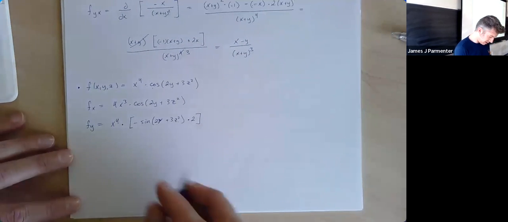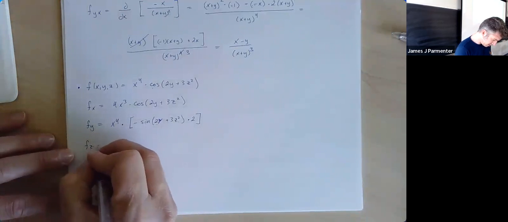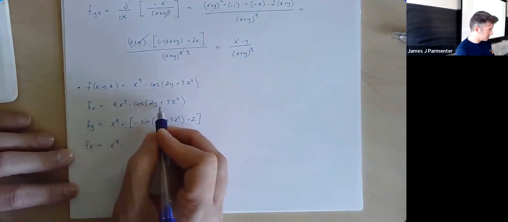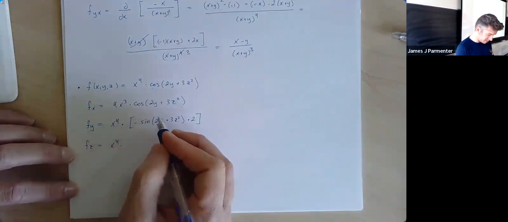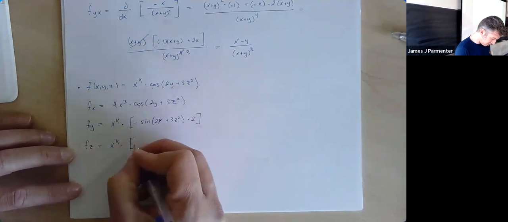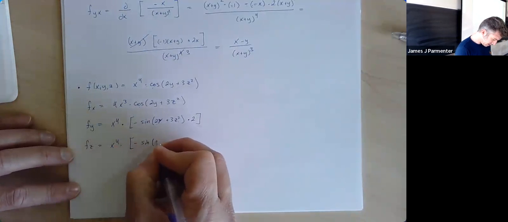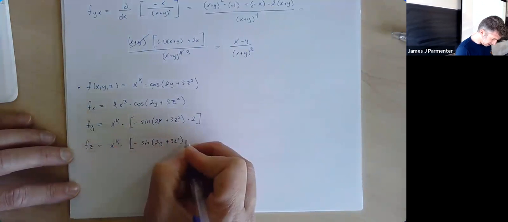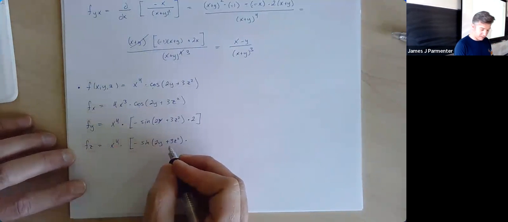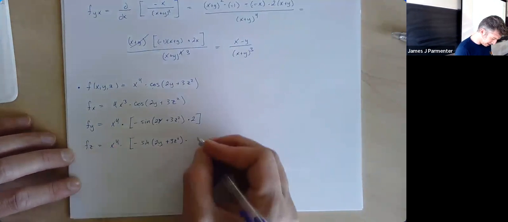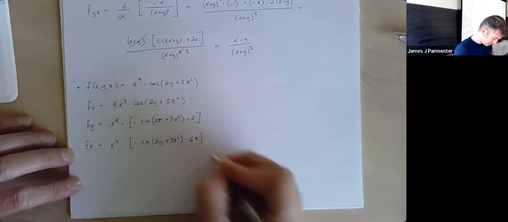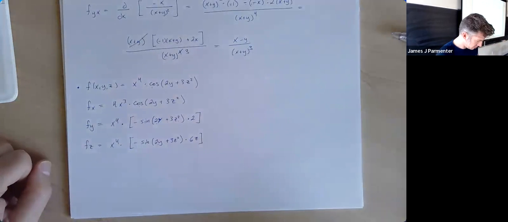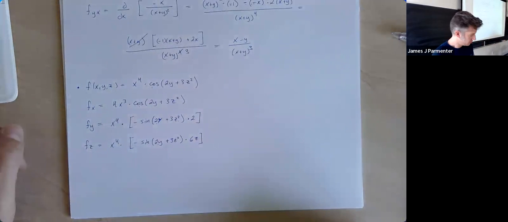And then f_z is going to be the same sort of thing. The x to the 4th is still going to hang out in front. The derivative of cosine of some stuff is still negative sine of some stuff times the derivative of stuff. It's just that now we're differentiating the inside with respect to z, and our derivative is 0 plus 6z. Cool.